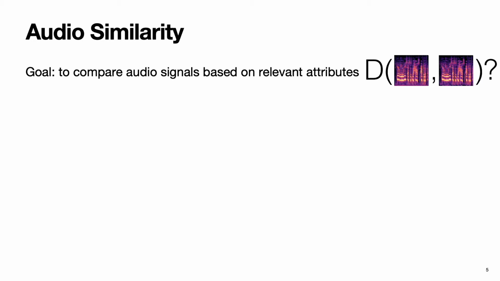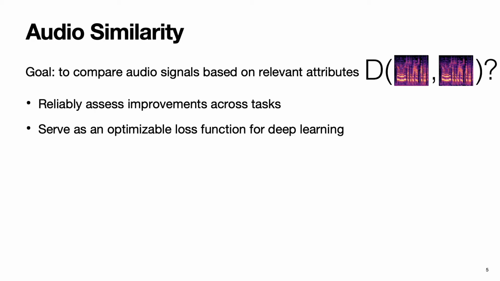The task of audio similarity is to compare different audio signals, and it is an extremely important task for two reasons. One, researchers rely on these similarity metrics to evaluate and compare algorithms, and it's often used to guide the improvement of these algorithms. And two, these similarity metrics, if differentiable, can be directly optimized for as a loss function in deep learning, which is extremely important for designing good algorithms.